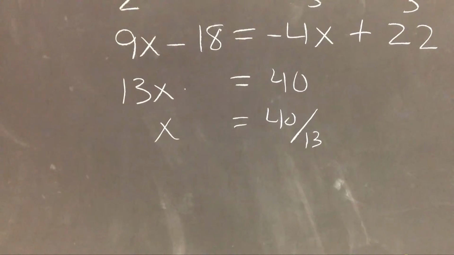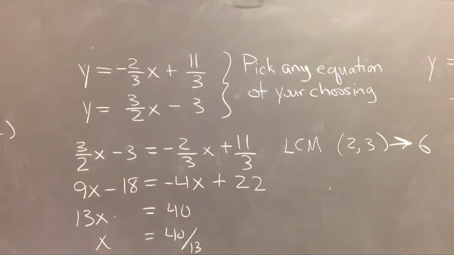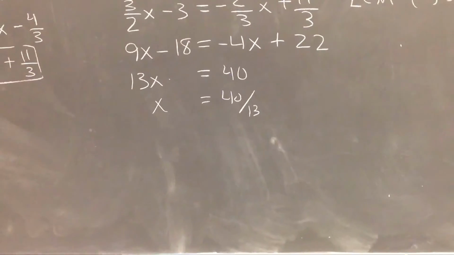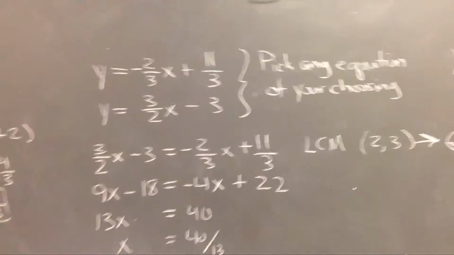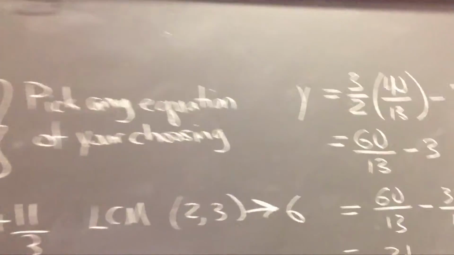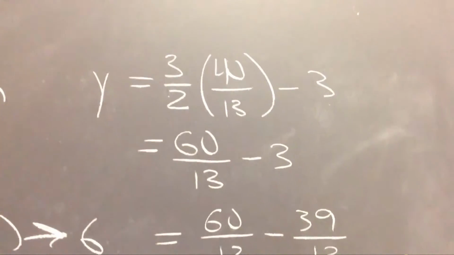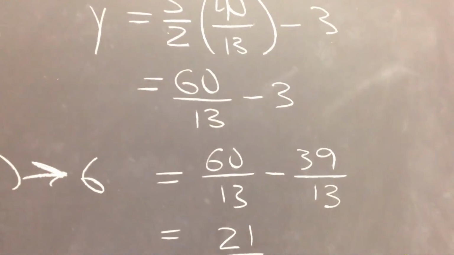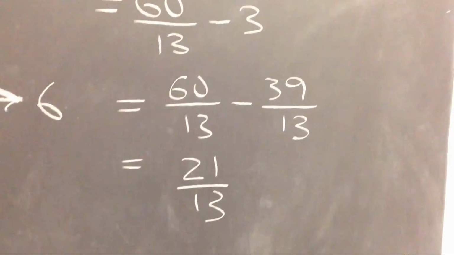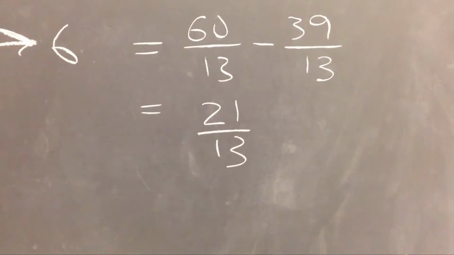Now it's time to find the y value where they meet. Since I'm looking for the place where the two lines meet, I can pick any equation of my choosing and plug the 40 over 13 into either the first or the second. I chose the second. I plugged 40 over 13 into y equals 3/2 x minus 3. I multiplied it out, and I get 60 over 13 minus 3. I turn 3 into 39 over 13 to get a common denominator. 60 minus 39 is 21, so the y value is 21/13.